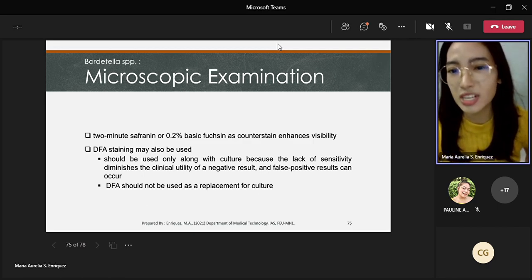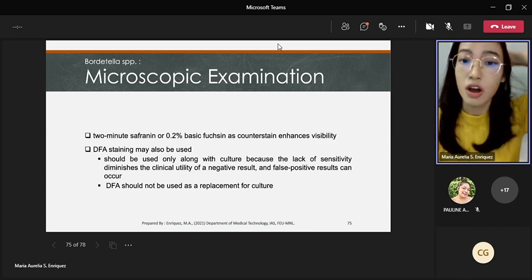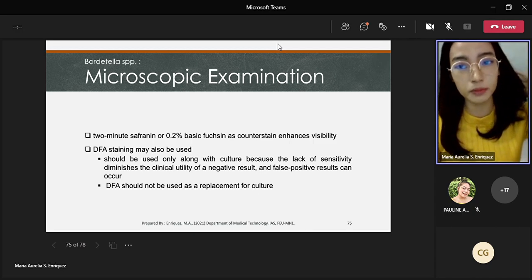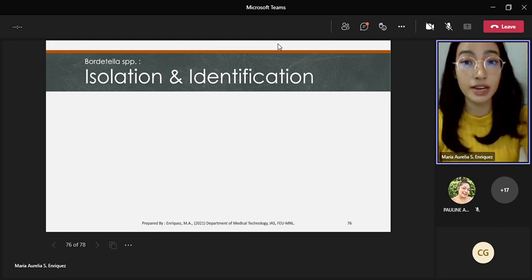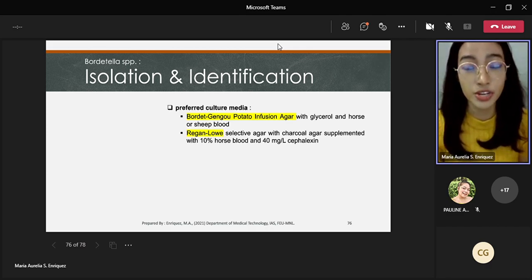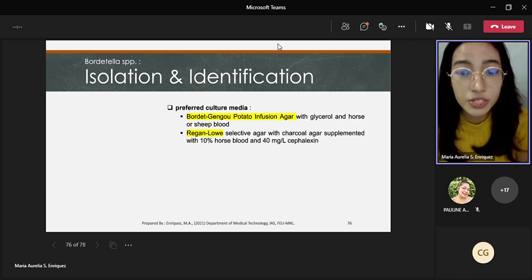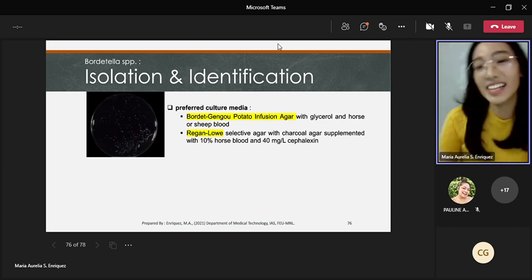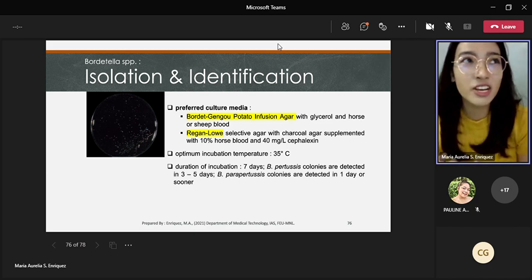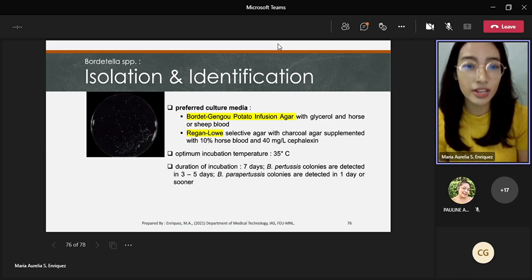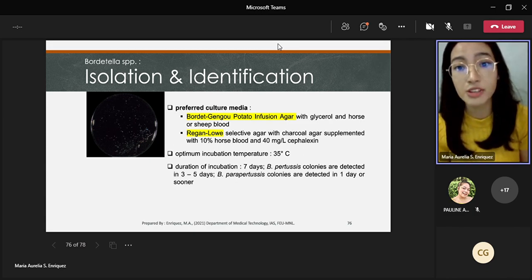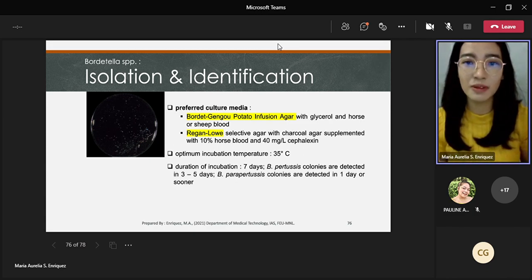Now, speaking of culture, what are the different culture media that may be used for the isolation of Bordetella? All right, so there are two culture media well known for isolating Bordetella species, and these are the Bordet-Gengou agar and the Regan-Lowe selective agar. All right, so Bordetella parapertussis would generally grow faster, with colonies readily observable within 24 hours of incubation. But Bordetella pertussis would take up to 3 to 5 days to grow.